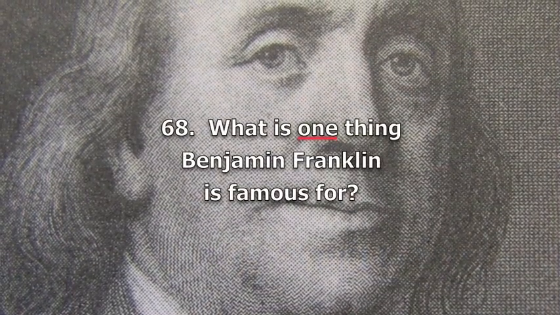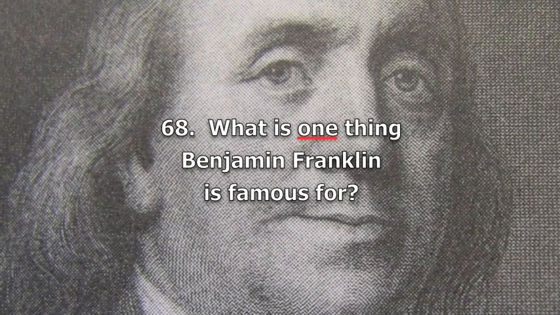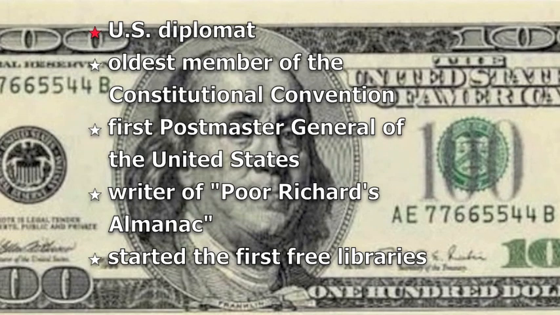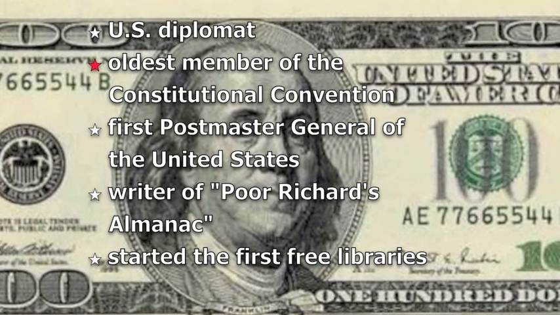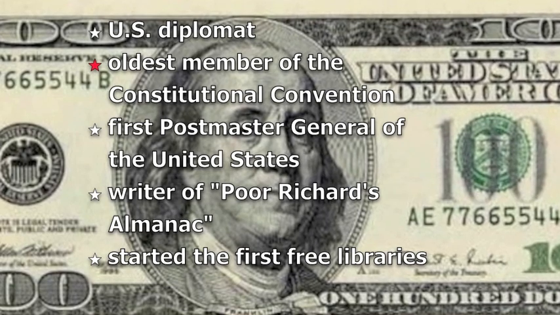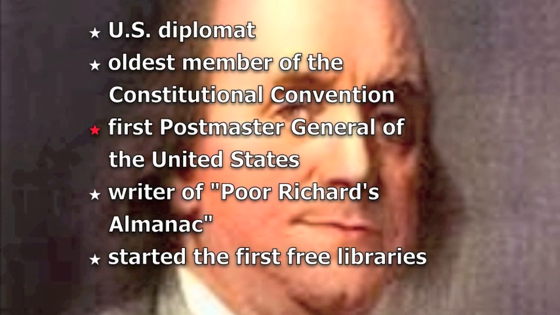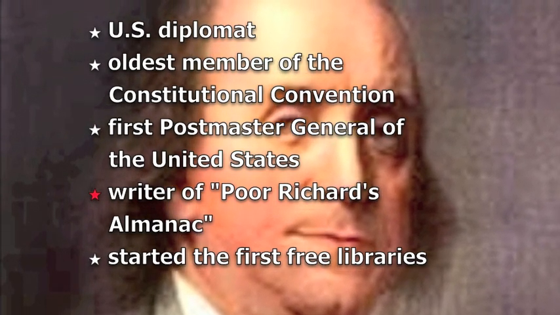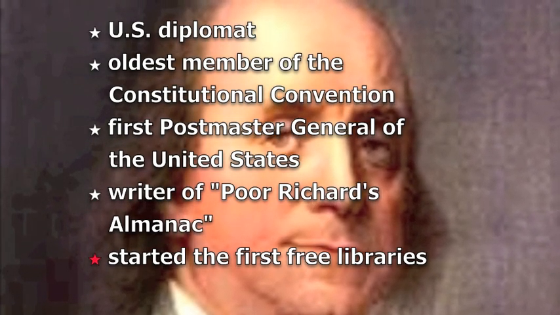What is one thing Benjamin Franklin is famous for? U.S. diplomat. Oldest member of the Constitutional Convention. First Postmaster General of the United States. Writer of Poor Richard's Almanac. Started the first free libraries.